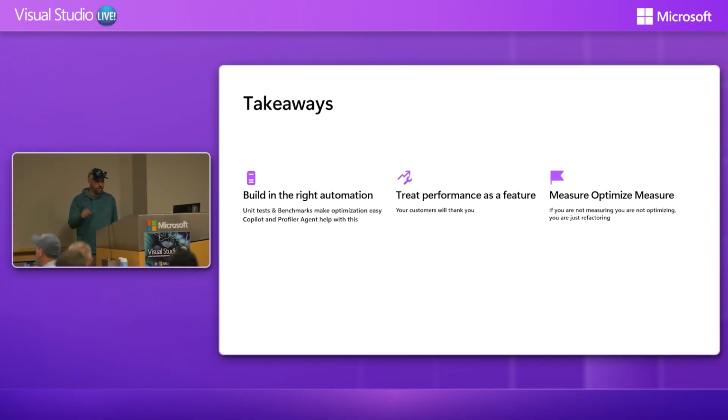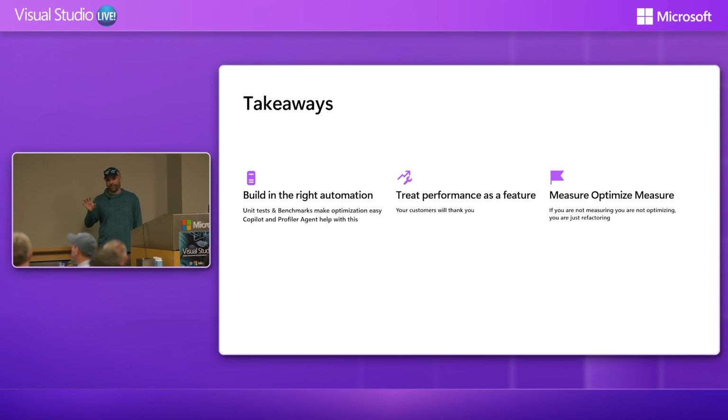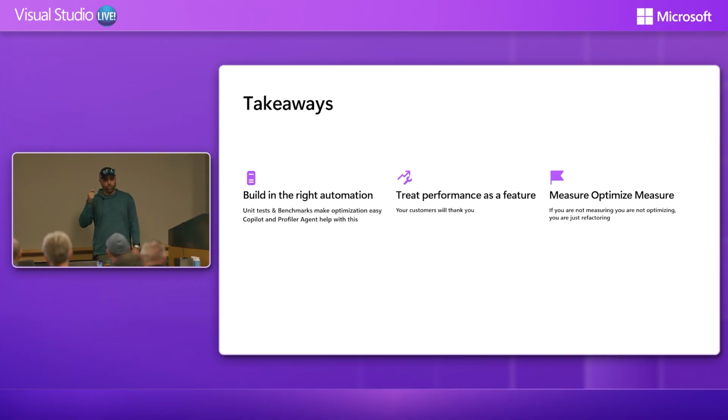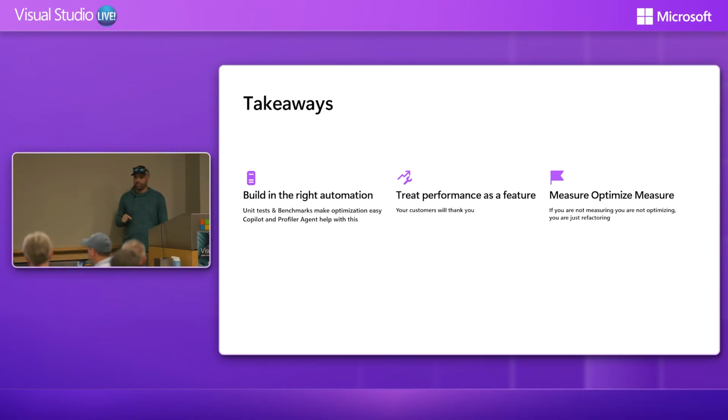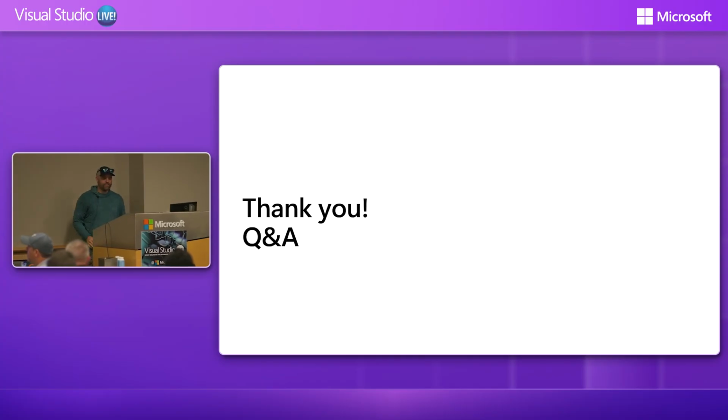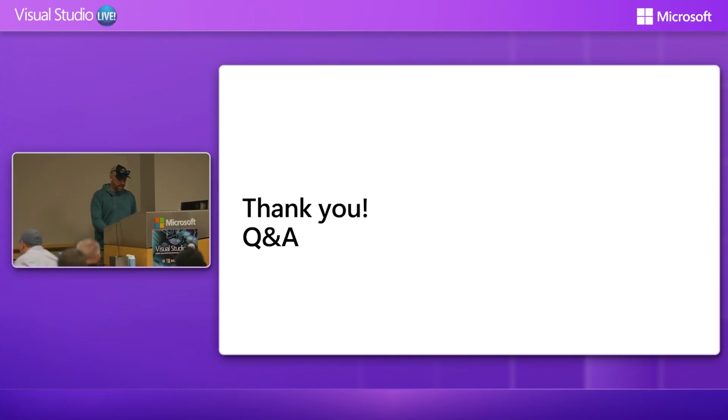And then lastly, remember, it's measure, optimize, measure. If you're not measuring, you're not optimizing, you're refactoring. It's super, super important to get that data so that you know you're actually improving stuff. Whether that is just using a stopwatch timer, it works, but we've got much better tools that are going to pinpoint and show you exactly what you need to do and where you need to make those optimizations. And tests.